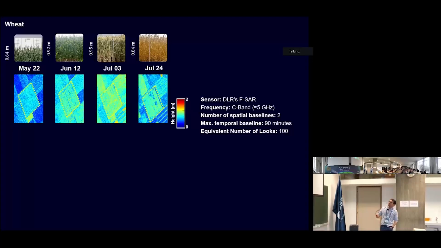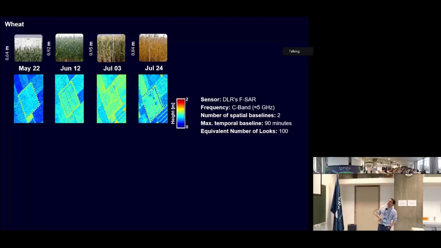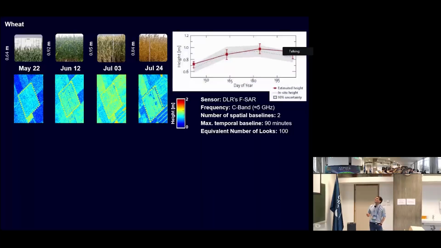You see that your crop is growing. This is wheat. So this is growing. At some point, however, you don't see a lot anymore. It looks like it's getting shorter. What's happening is just that it's getting drier, and therefore you see a smaller volume. But in general, the height that you estimate basically follows your ground measurements.